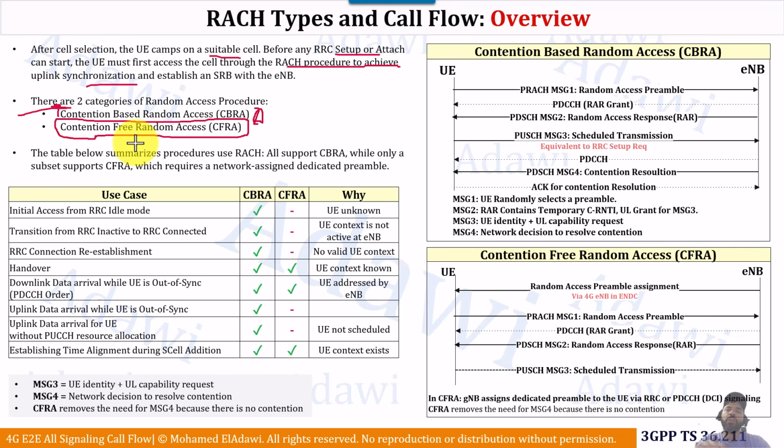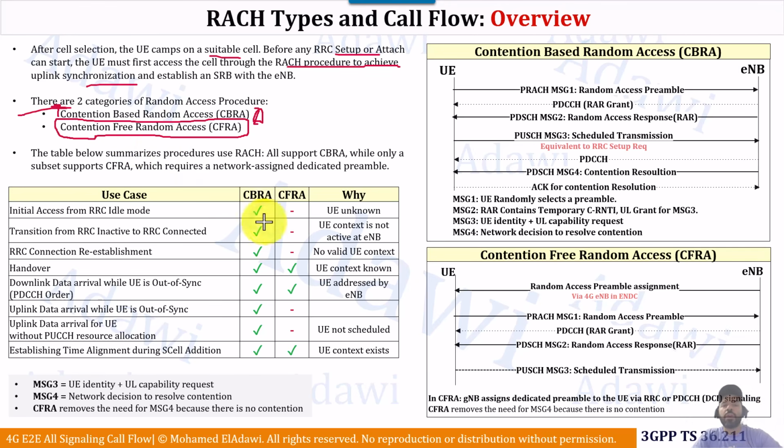It does this to avoid any conflict with other users, and this scenario mainly can be done whenever the context of the user is already known by the NLP. For example, if the user is already connected in the network and the context of the user is known by the NLP, the NLP can send him information beforehand to instruct him what kind of preamble to use to avoid any conflict.